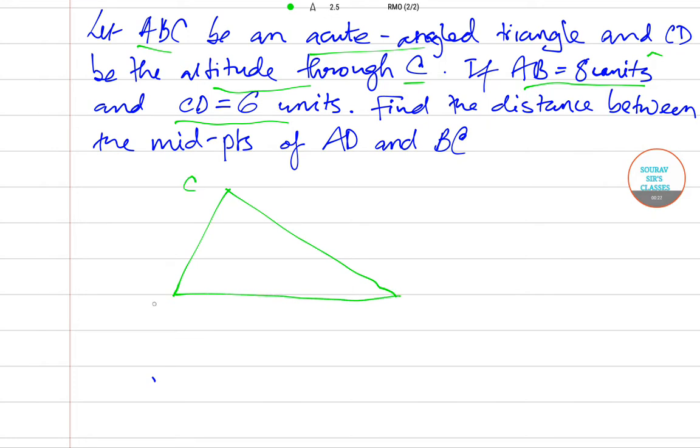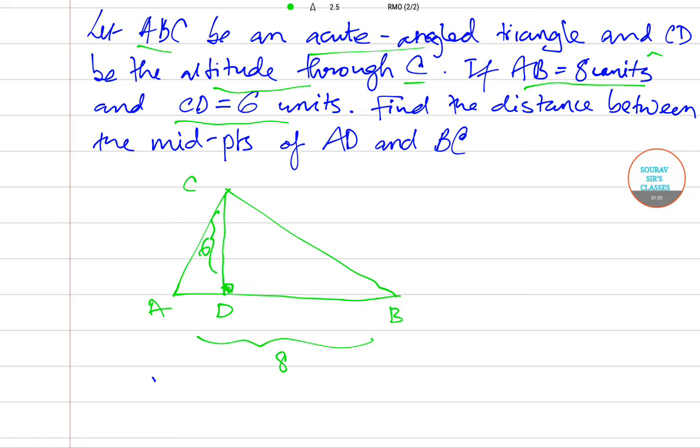So this is our C, this is our A, and this is our B. Now CD is the altitude through C, so this is the altitude, hence this is a 90 degrees here, and this is the point D, and AB is given as 8 units and CD is given as 6 units. So this is our CD, it's 6 units in length, and we will have to find the distance between the midpoints of AD and BC.